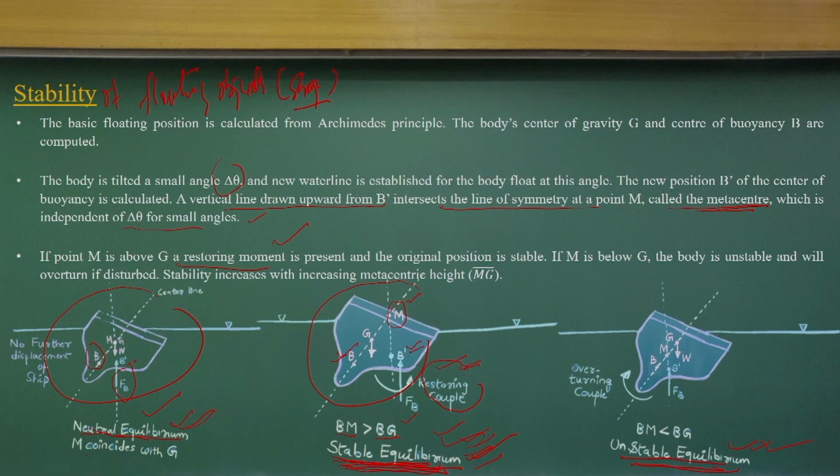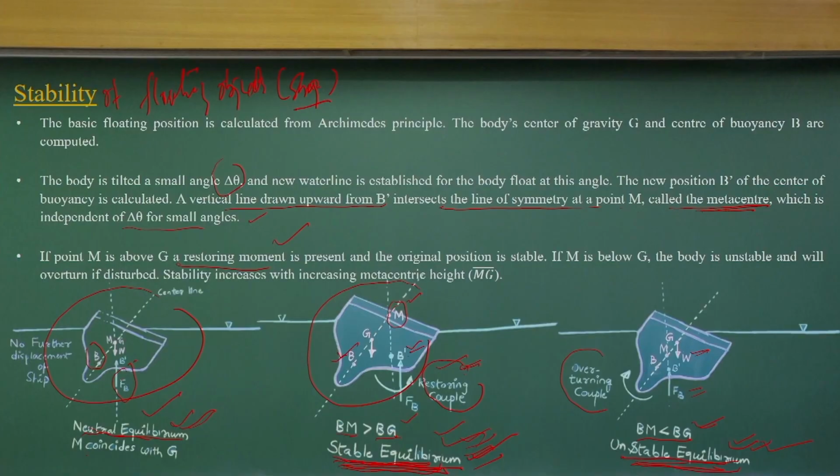The other way around, if you have BM less than BG, the same concept applies. Now B has changed to B dash, the center of buoyancy has changed, but M lies between B and G. If you look at the moment generated, the weight and the buoyant force will produce an overturning moment. Because of that, this floating body will capsize. So in that case, the distance BM between the buoyancy center and the metacenter will be less than BG, and we have an unstable equilibrium.